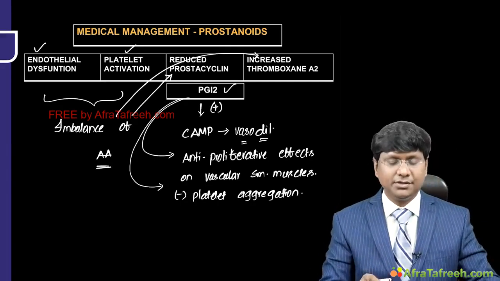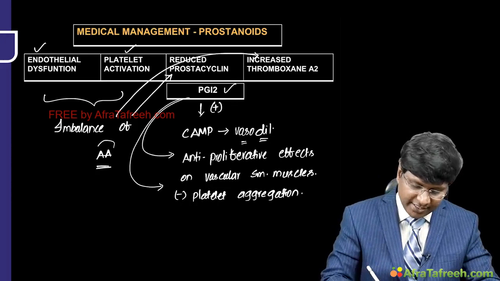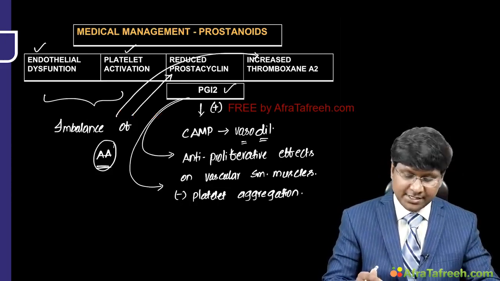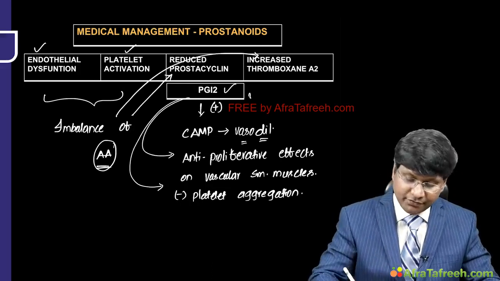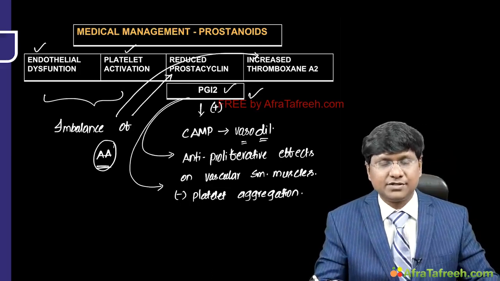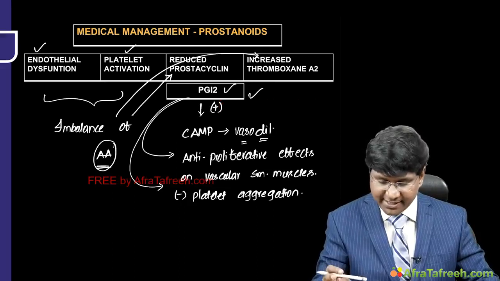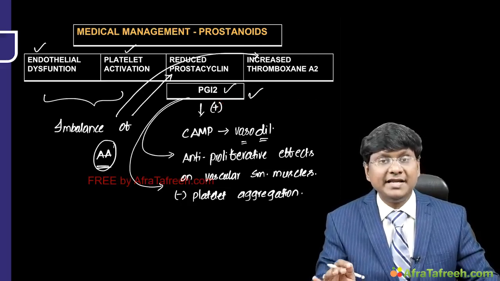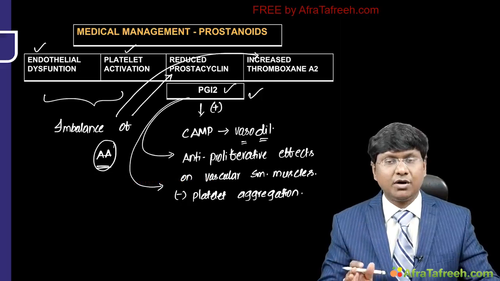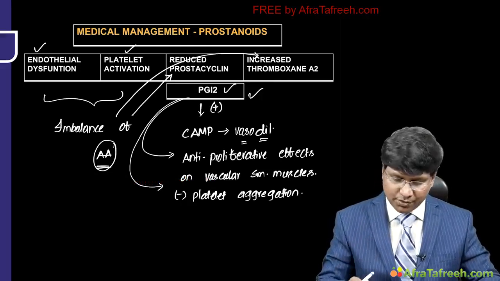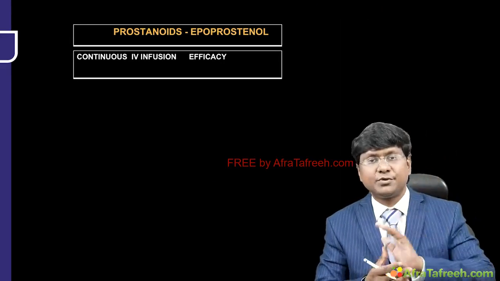Now, what do we want? Your endothelial dysfunction and platelet activation in case of pulmonary hypertension is causing imbalance of arachidonic acid metabolites, that is reducing the prostacyclin and increasing the thromboxane A2. What we want now is an increase in the prostaglandin I2 levels. One among that is your PGI2, which has vasodilatory effect, which has the anti-proliferative effect, which has the platelet inhibitory effect. Right? Now, what are these prostanoids or what are these prostaglandin analogs? So the group of drugs that we need to give is the drugs which will increase the prostaglandin levels.